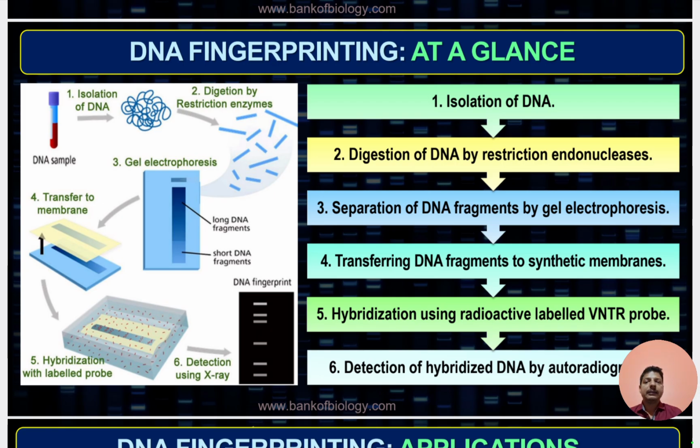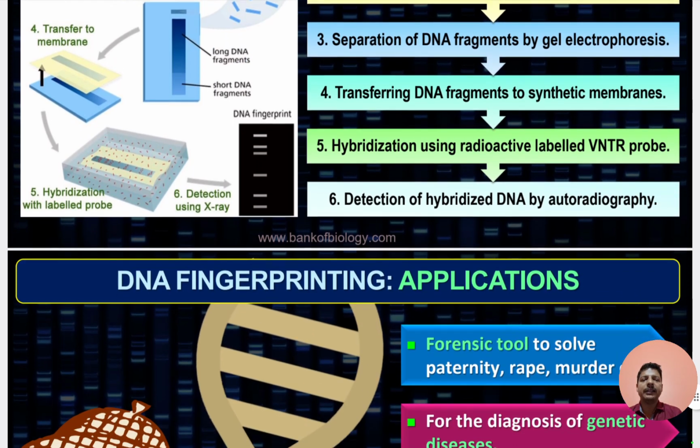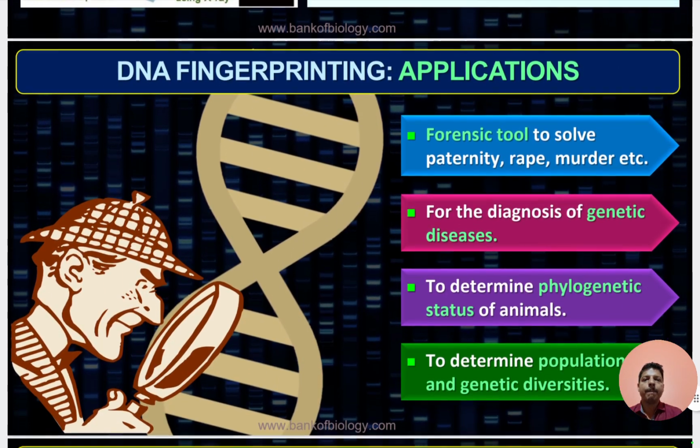At a glance, first of all, isolation of DNA, then digestion of DNA by restriction endonuclease. As you can see the steps. Third is the separation of DNA fragments by gel electrophoresis, long DNA fragments and short DNA fragments. Fourth, transferring DNA fragments to synthetic membranes, nylon. Fifth, hybridization using a radioactively labeled VNTR probe. And sixth is the detection of hybridized DNA by autoradiography.